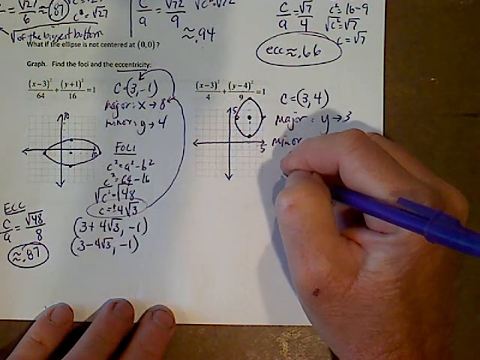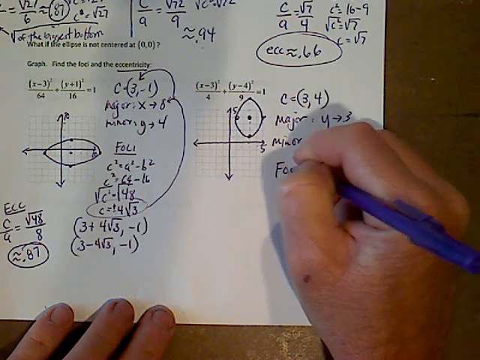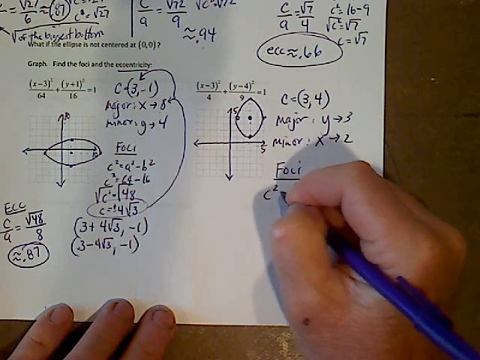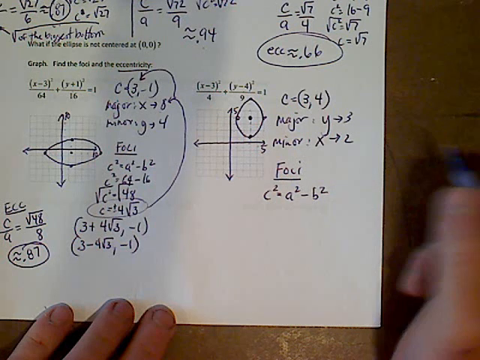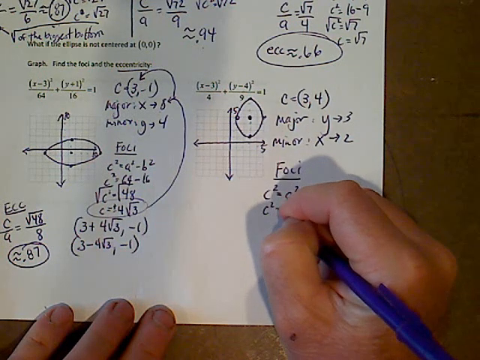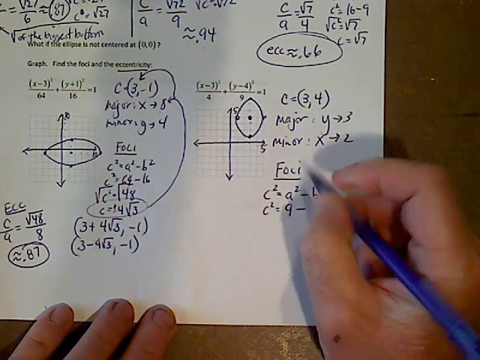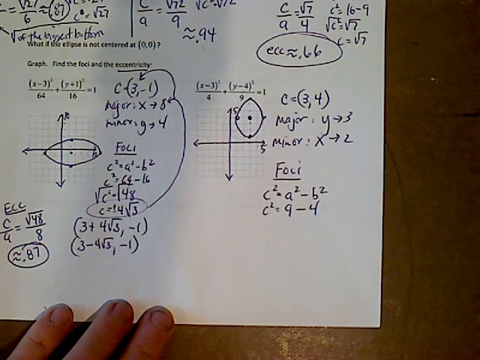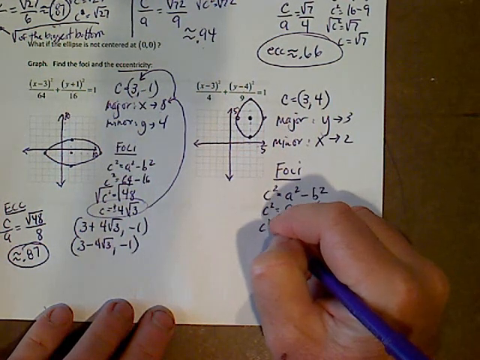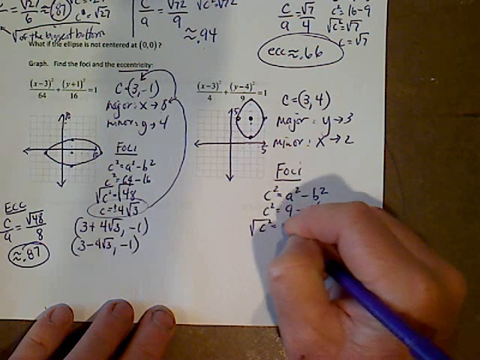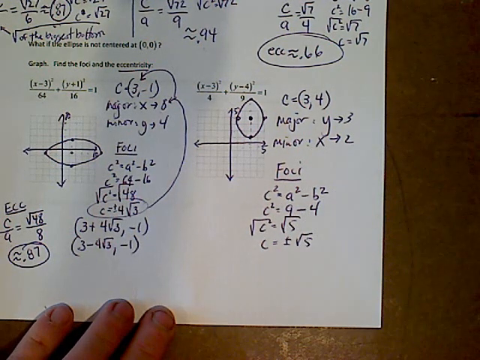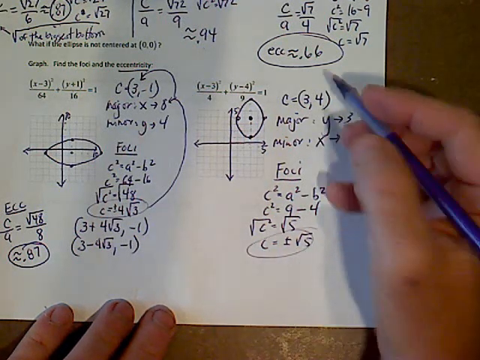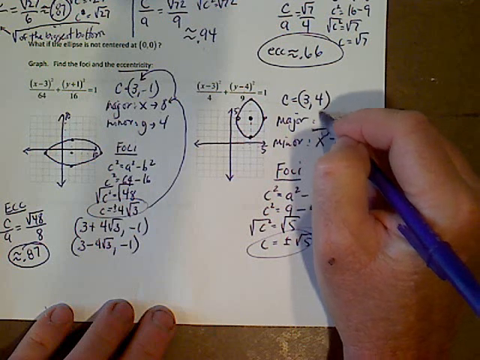Now again, the part that is a little tricky, I think, is finding the foci. We know the formula to do c squared equals a squared minus b squared. A squared is the largest bottom, so c squared equals 9 minus the smaller bottom, b squared, 4. So c squared equals 5. Square root, c equals plus or minus radical 5.